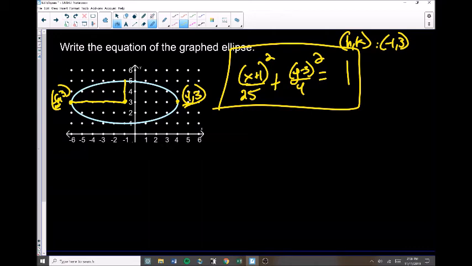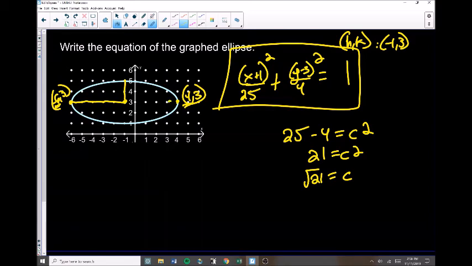If I wanted to find the foci, I would do a squared minus b squared equals c squared. So 21 is c squared. So c is the square root of 21, maybe like 4.5-ish, 4.4-ish. So there's going to be a focus about here-ish, and a focus about here-ish. If this had a vertical orientation, then the bigger number would be underneath the y.